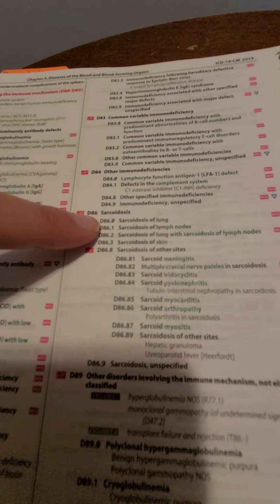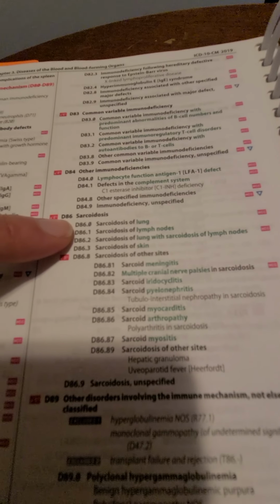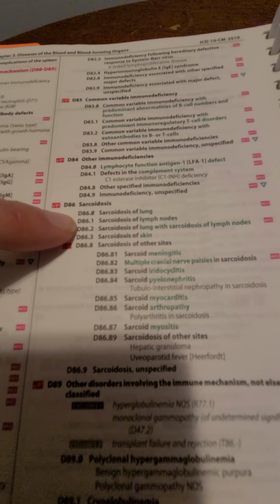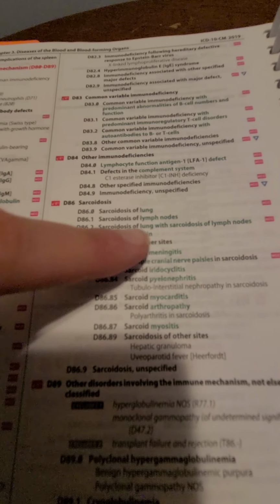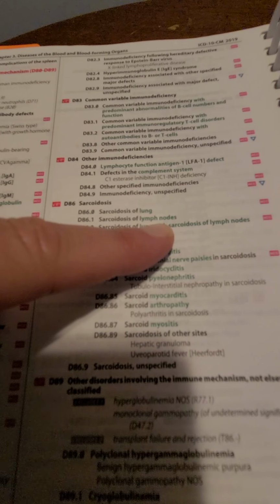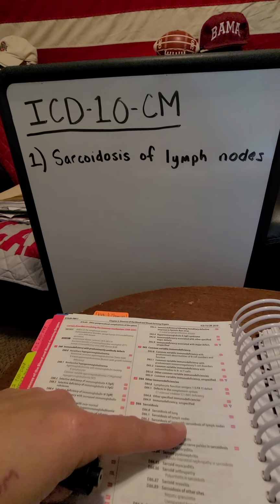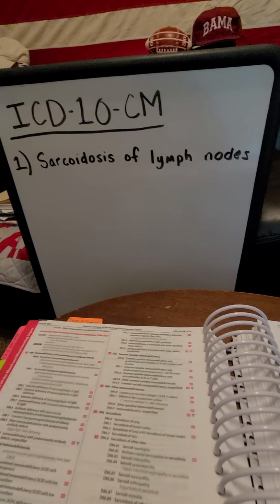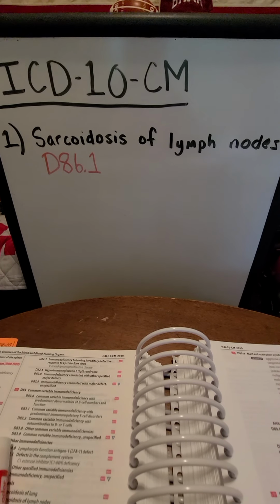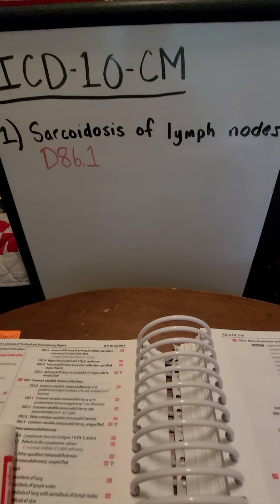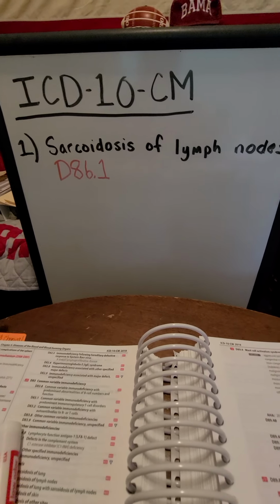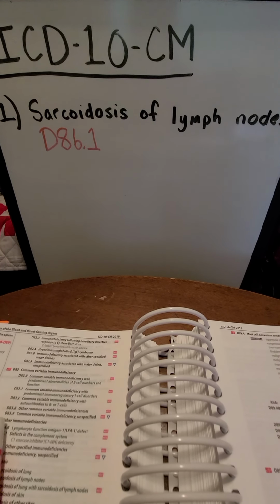All right. You got sarcoidosis. You got 86.0. That's sarcoidosis of the lung. 86.1, which is what we came up with, directly says lymph nodes. So our code for this is D86.1. So when coding sarcoidosis of the lymph nodes, your code in the 2019 ICD-10-CM is going to be D86.1.